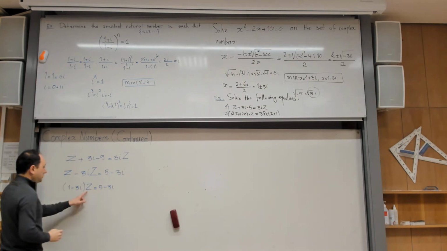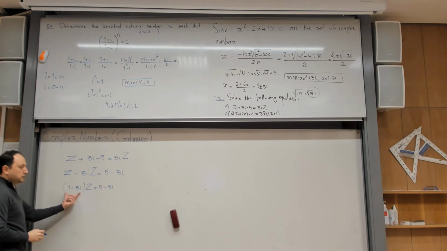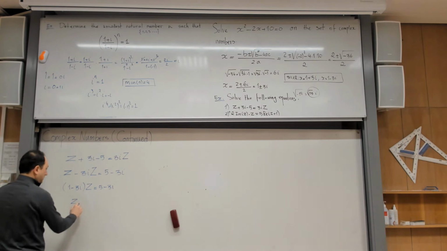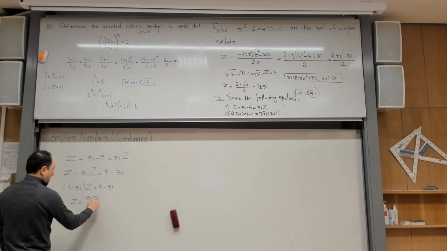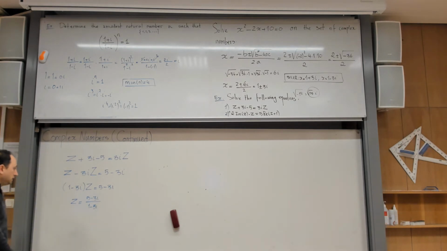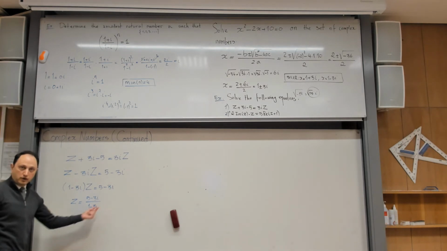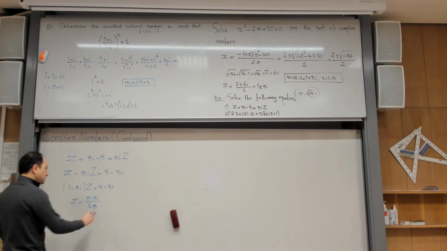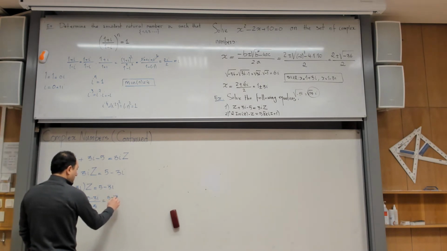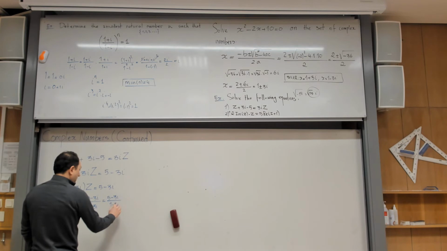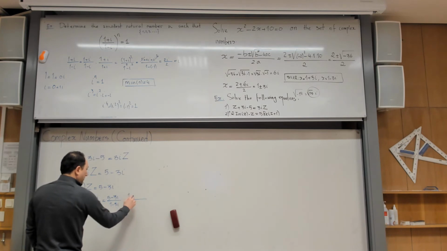And then I want to make z alone. Here I have to divide by this number. So z becomes 5 minus 3i divided by 1 minus 3i. That's okay if you stop here, but in principle you should be able to write this in the standard form. So in the standard form you write 5 minus 3i over 1 minus 3i, and then you rescale it by 1 plus 3i over 1 plus 3i, yes?